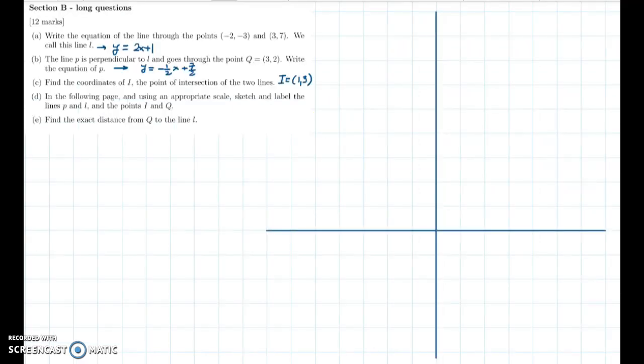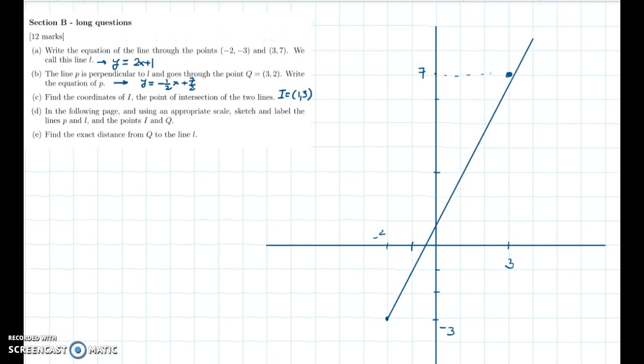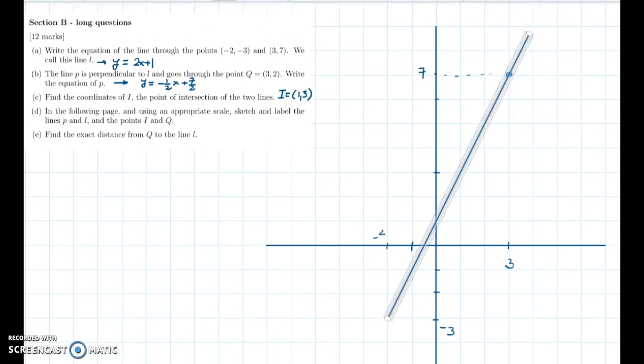Okay, we need to have the point (-2, -3). 1, 2, 3 here. That's one of the points the line L goes through, and the other point is the point (3, 7). So that's the reason why I needed to make the positive y-axis a little bit bigger. So here, (3, 7). Those are the points I have to make the line L go through. So let's make a line over here. There. Okay, I'm going to extend it a little bit in this direction, even if it doesn't look perfect, because we want a line, not a segment.